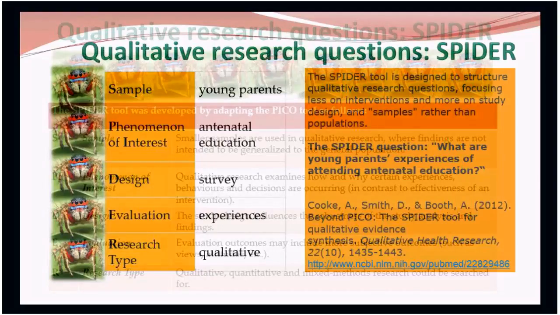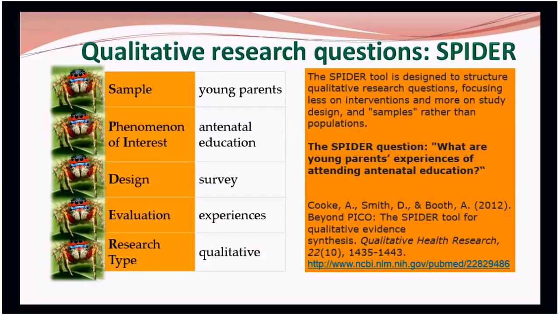So here's another example using the spider approach. The question is, what are young parents' experiences of attending antenatal education? The sample I'm working with are young parents. The phenomena is antenatal education. The design is I'm using a survey but in focus groups. So my evaluation is the experiences that I'm looking at, and the research type is qualitative.